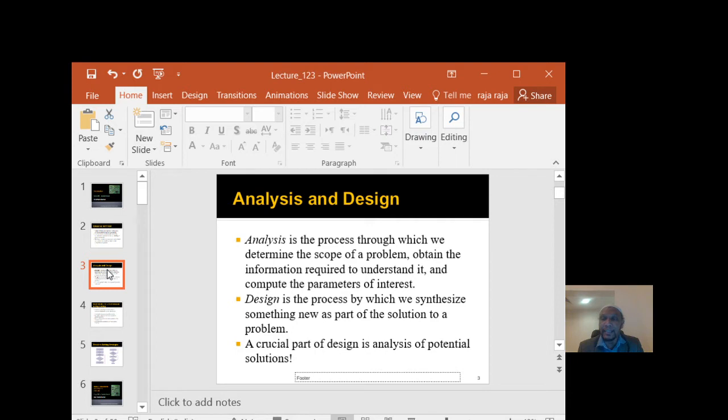Design also is a process. But in analysis, we determine the aim of the problem and obtain the information in this problem to understand it and compute the parameters of our interest. A design is a process by which we synthesize something new, novel, as part of the solution to a problem. The crucial part of the design is the analysis of potential solutions.